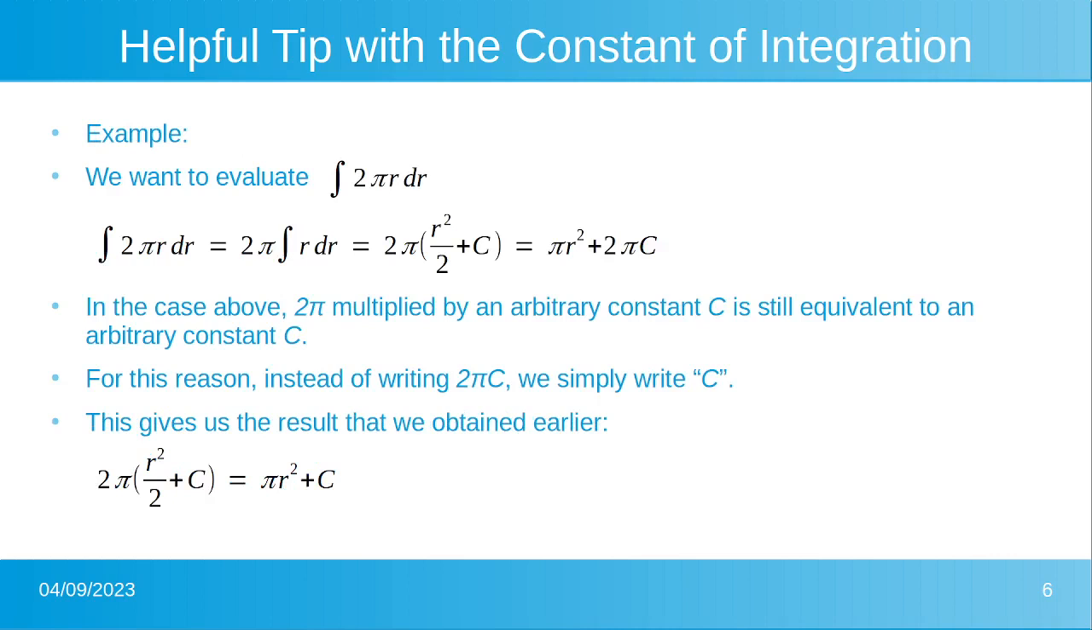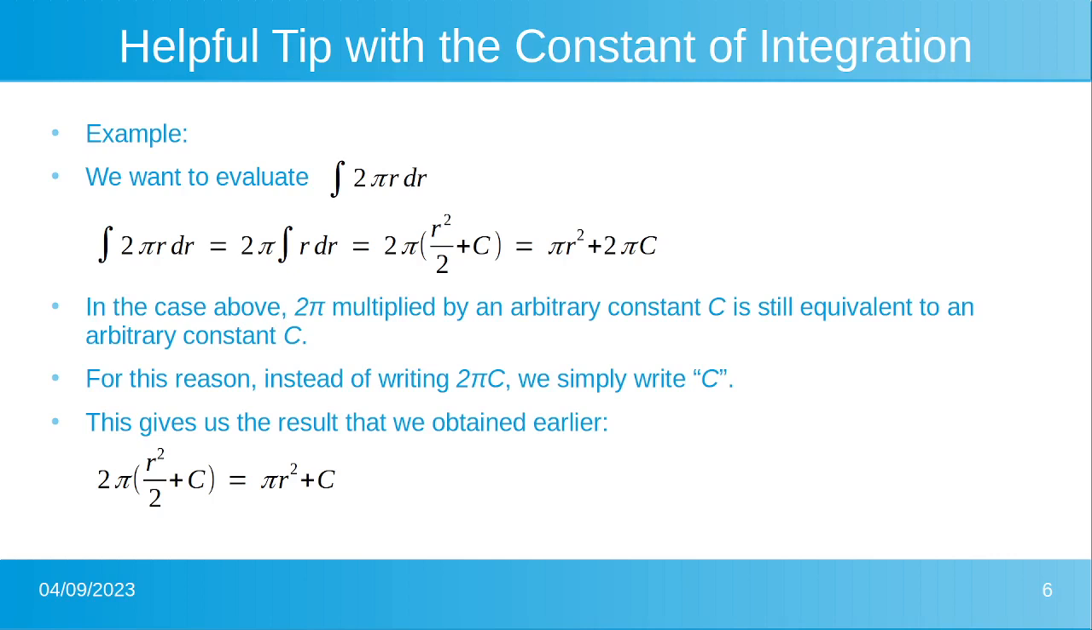Say, as before, we wanted to evaluate the indefinite integral of 2 pi r with respect to r. So that's evaluated here on the next line. We did evaluate this earlier, but the difference in this line is that we multiply out the 2 pi c to give us 2 pi c. And we don't simplify it down to c, we keep it as 2 pi c.